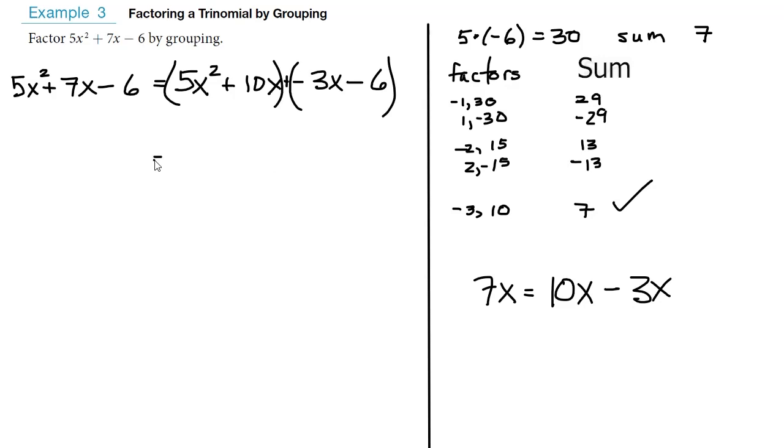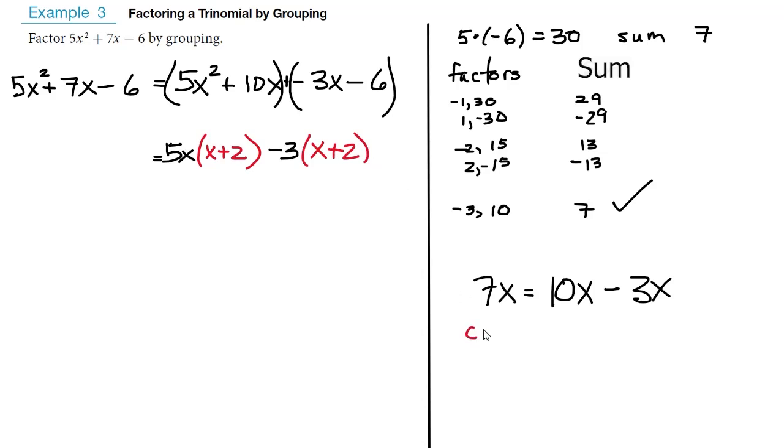So now I'm going to factor. In the first grouping, I'm going to factor out 5x. And that's going to leave me with x plus 2, isn't it? In the second grouping, I'm going to factor out negative 3. So that's going to leave me with x plus 2.